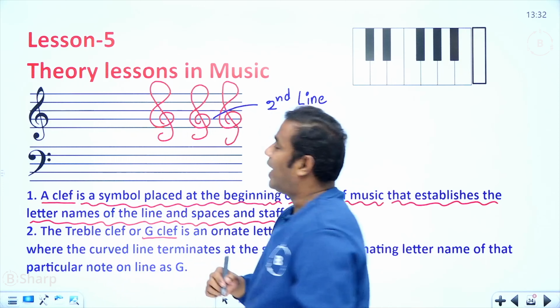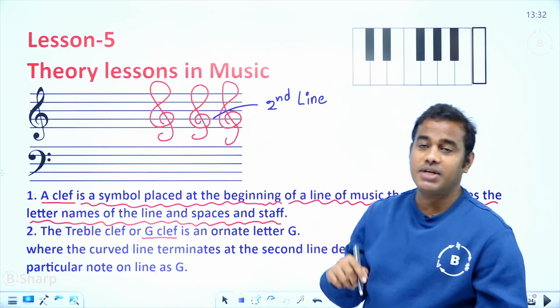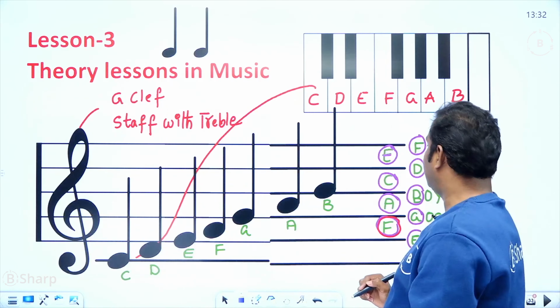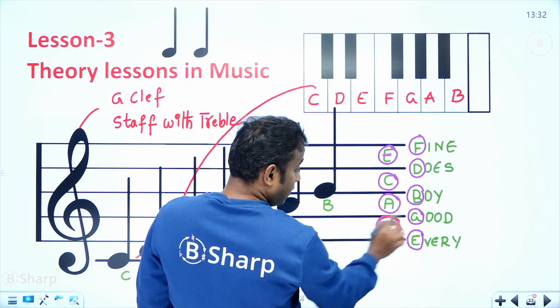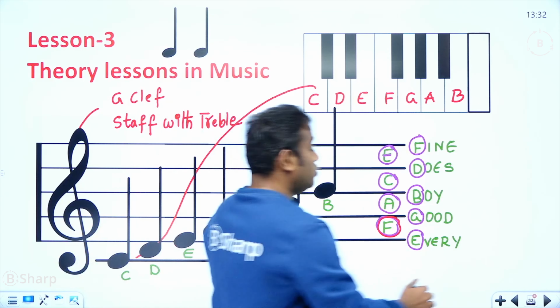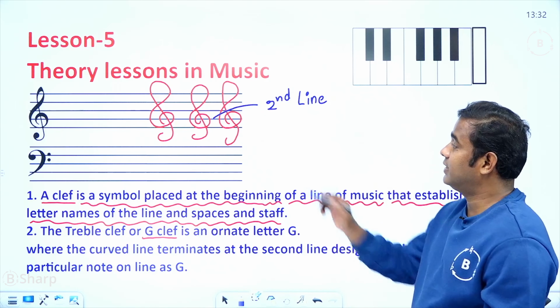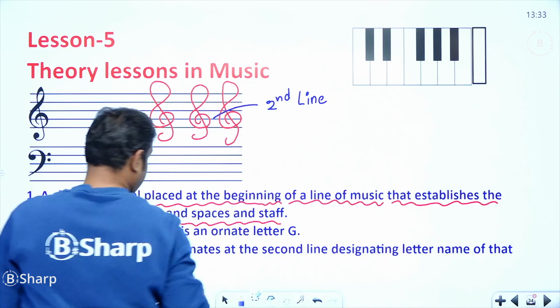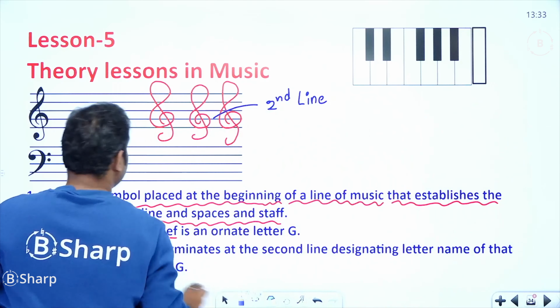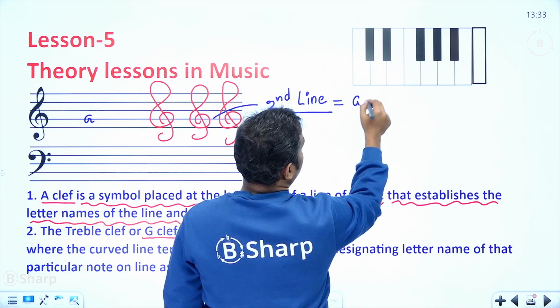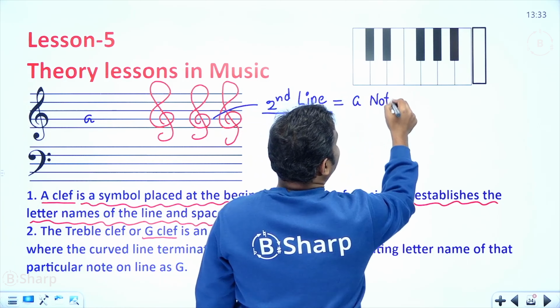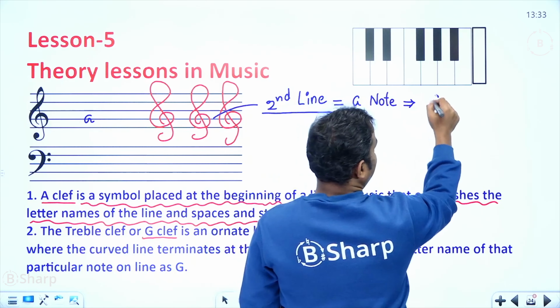As we already established the names, if you recall, every good boy does fine and FACE, the second line refers to the G note. So we are calling this one the G clef, because this second line represents the G note.